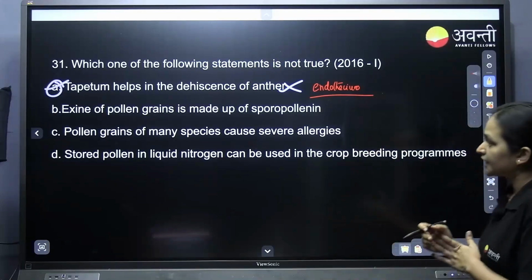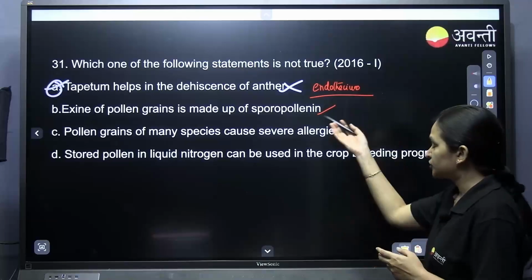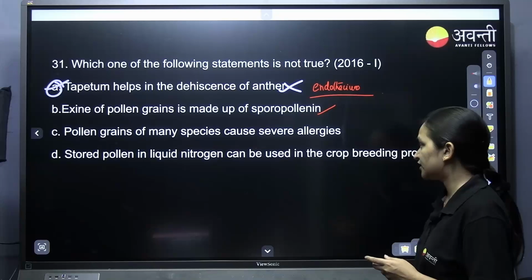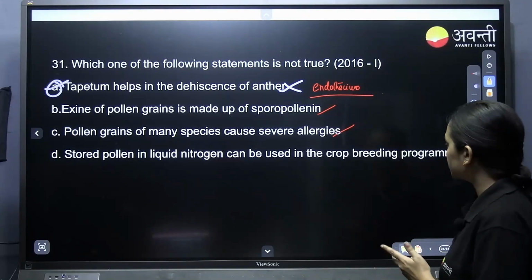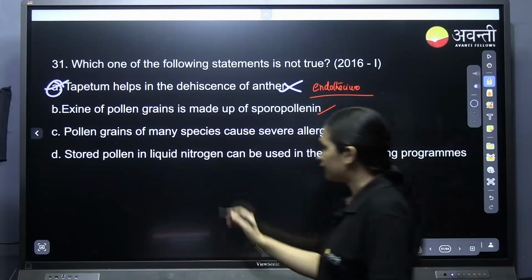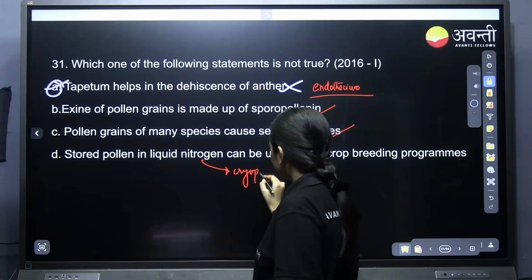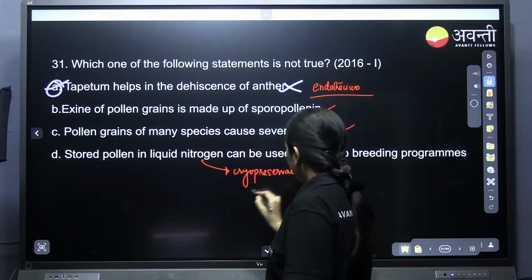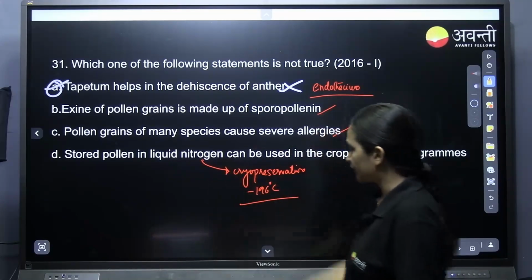And the rest three: exine of the pollen grains is made up of sporopollenin, true, and indestructible. Pollen grains of many species cause severe allergies, true. Stored pollen in liquid nitrogen can be used in crop breeding programs, that we call cryopreservation, at minus 196 degree Celsius in liquid nitrogen, yes.